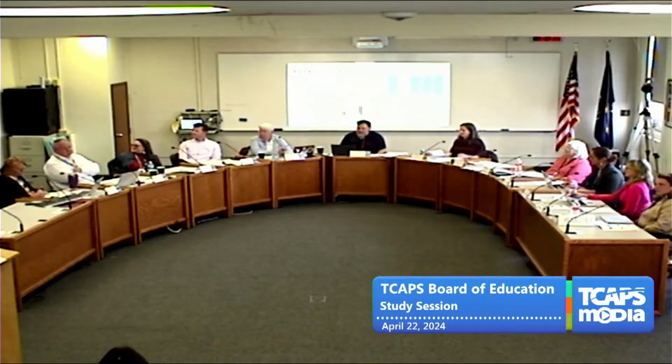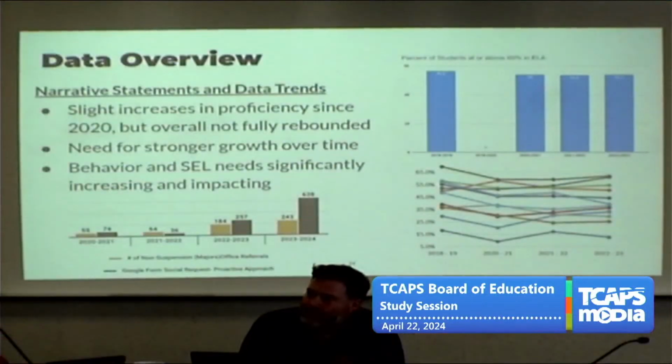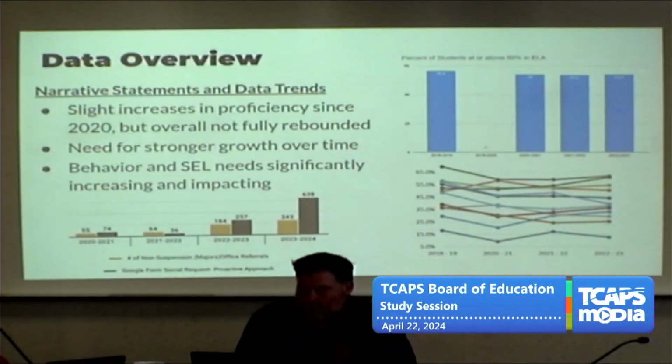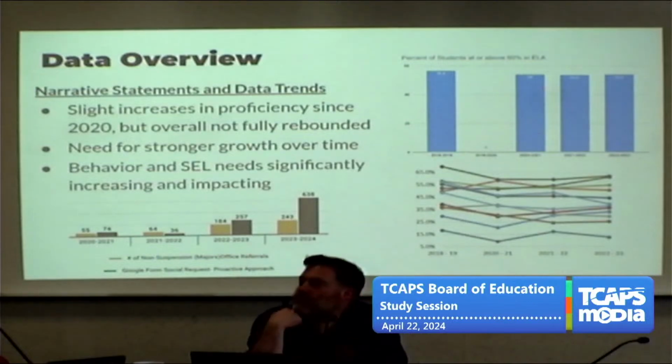So, data overview. As we're looking at a district level, what are some of the narrative statements and trends that we're seeing across the buildings? We are seeing a slight increase in proficiency since 2020, but overall not fully rebounding. We feel we should be making stronger growth over time. We're not satisfied with 50%. We're not satisfied with the growth we're making.